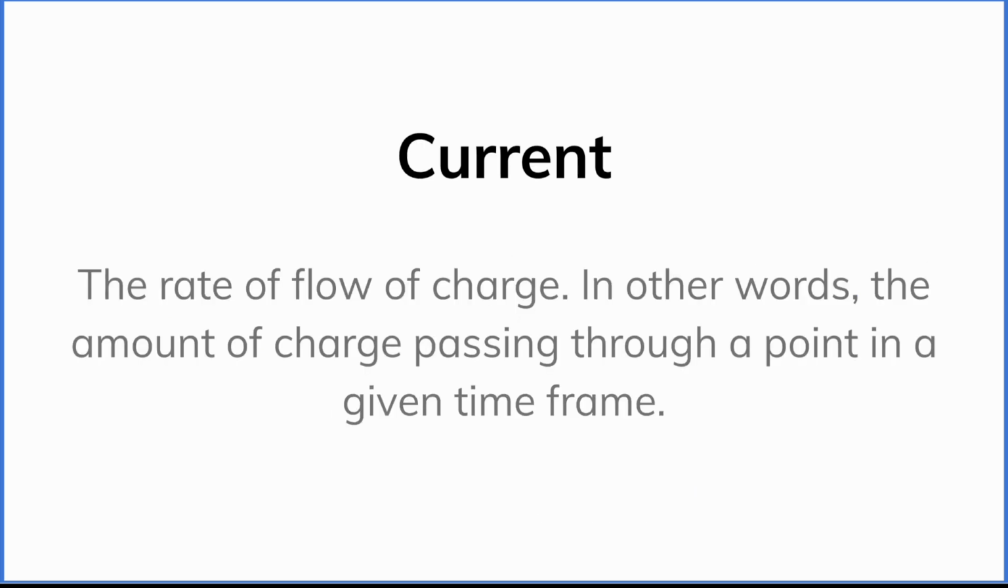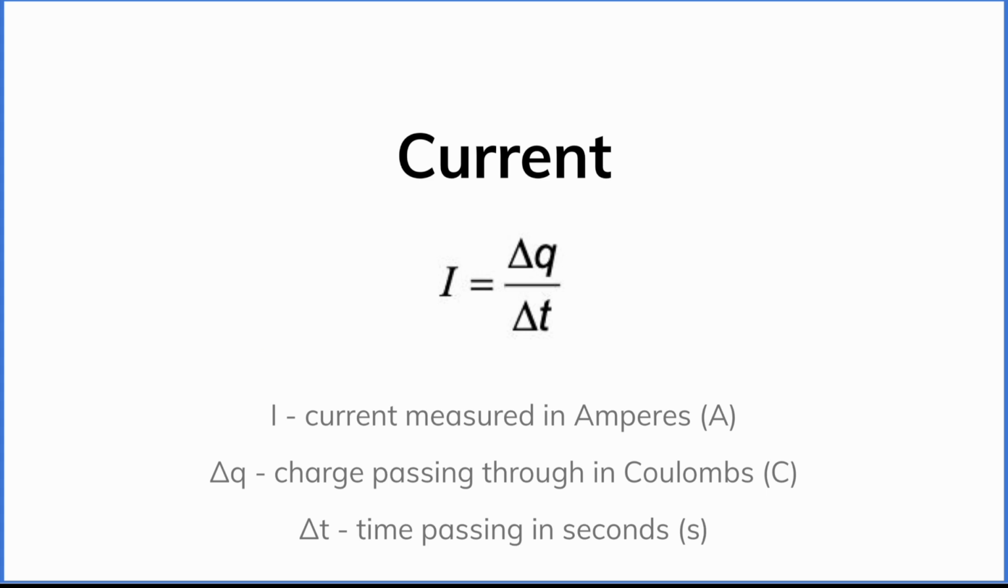Current is the rate of flow of charge. And so the way we measure that is the amount of charge passing through a given point in a given time frame. The equation for current is given as I is delta Q over delta T, where I is the symbol for current, and current is measured in amperes. Delta Q is the charge passing through, and delta T is the time passing in seconds. And so what this tells us is that an ampere is also defined as a coulomb per second.